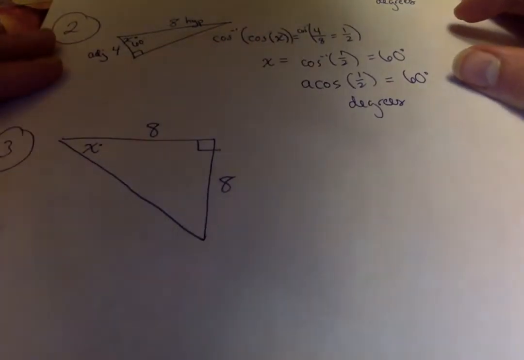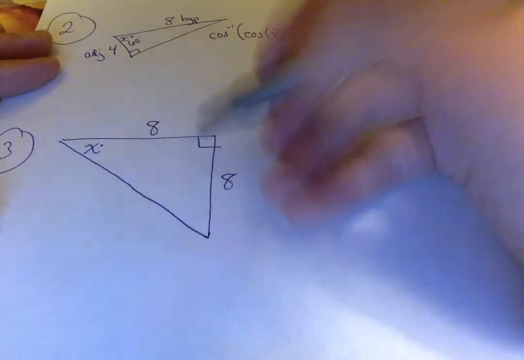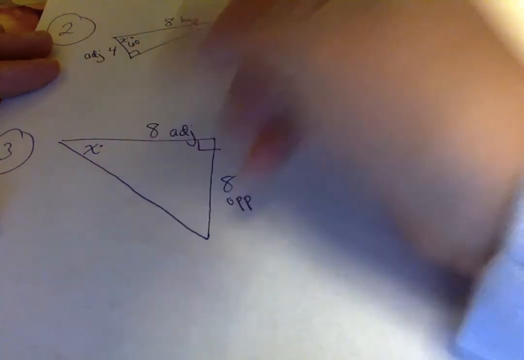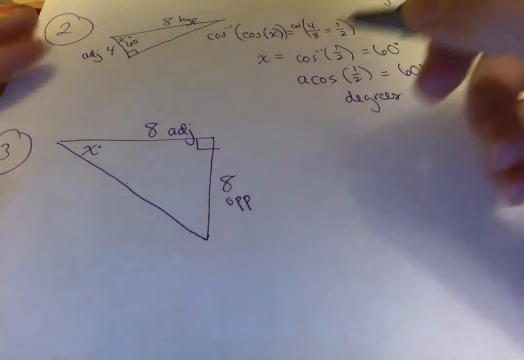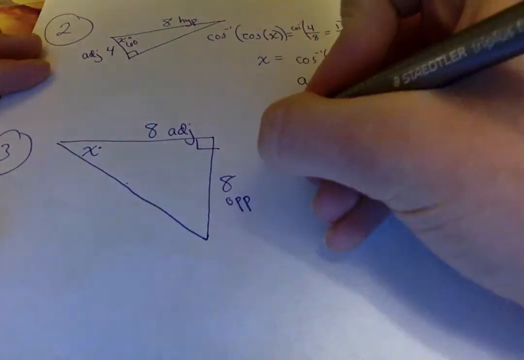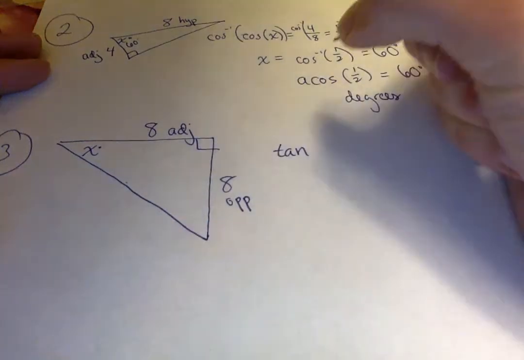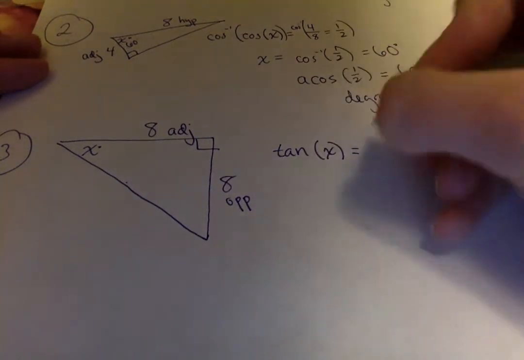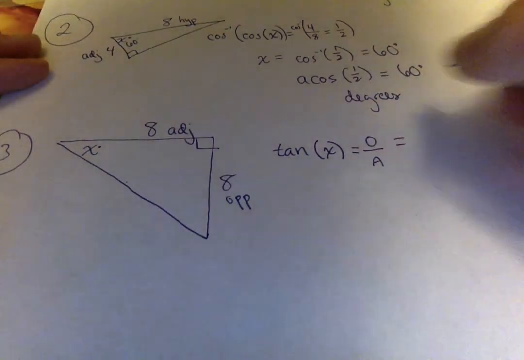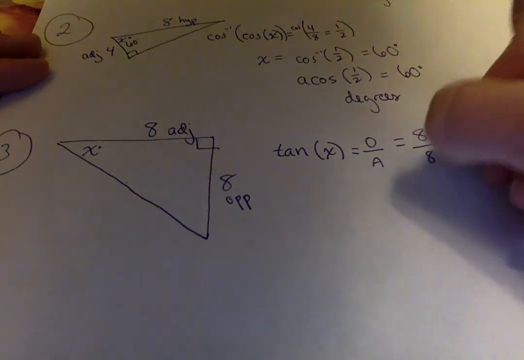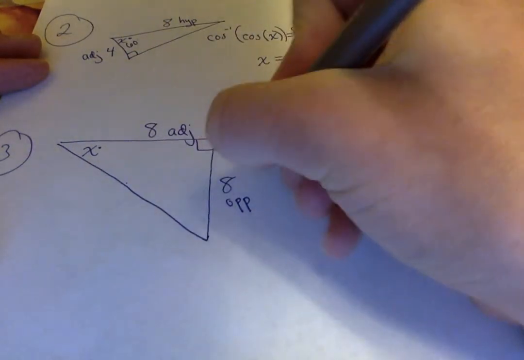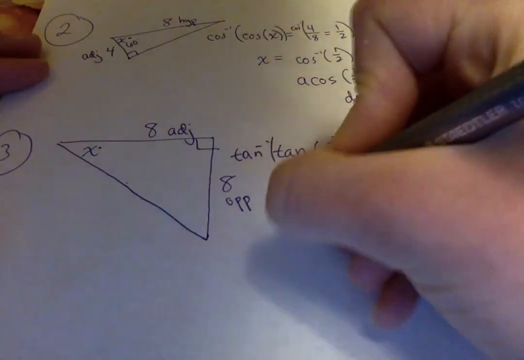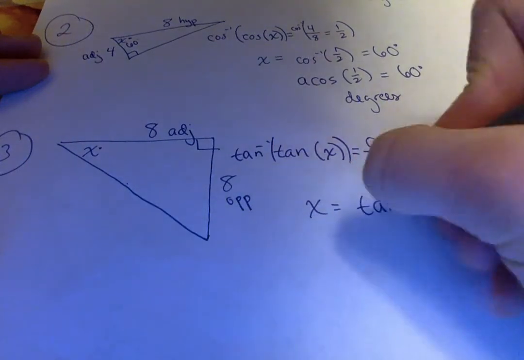The last one, we can identify the legs we have. We've got the opposite side from x, and we've got the adjacent side right next to x. We do not have the hypotenuse. So I look up at my SOHCAHTOA, opposite and adjacent. That tells me it's tangent because it is TOA, opposite, adjacent. So I can say the tangent of x is opposite over adjacent, which in this case is 8 over 8. That's actually 1. So when I take the inverse tangent of both sides, I end up getting x is the inverse tangent of 1.